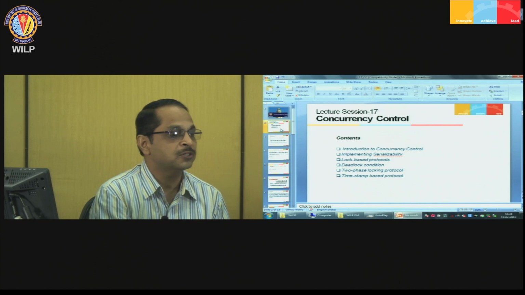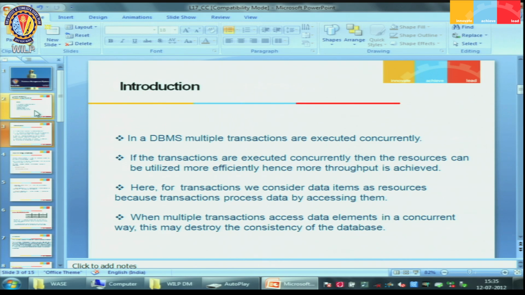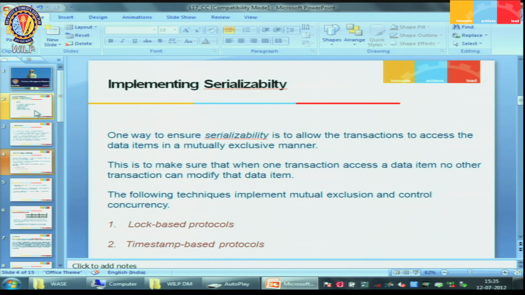We know that in a database management system, multiple transactions are executed concurrently. If the transactions are executed concurrently, then the resources can be utilized more efficiently, hence more throughput can be achieved. Here for transactions we consider data items as resources because transactions process data by accessing them. When multiple transactions access data elements in a concurrent way, this may destroy the consistency of the database. Hence for concurrent schedules we need to be careful.